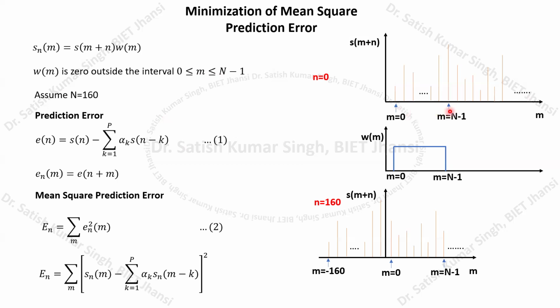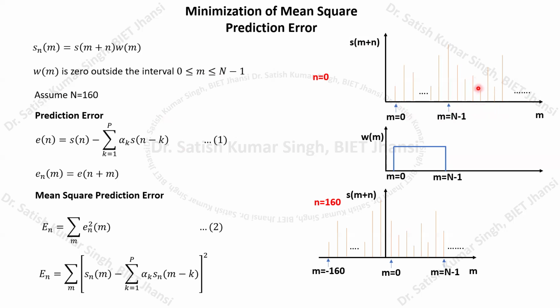Now suppose we want to consider the next frame. Obviously this next frame will start from m equals 160, and you have to add 160 there, so it will go up to 319. That will be the range of your next frame, from 160 to 319, giving you a total of 160 samples in the second frame.